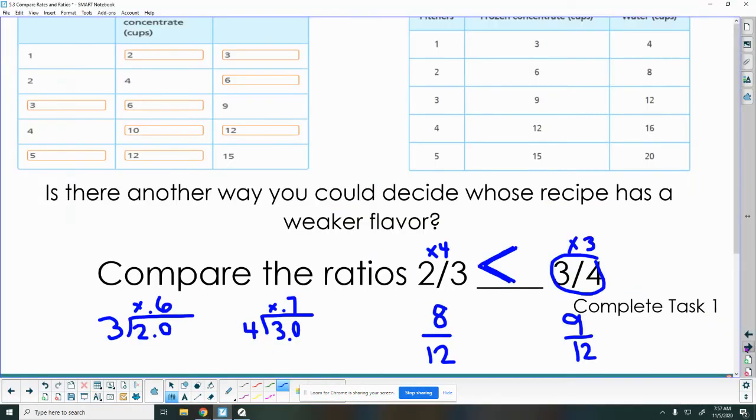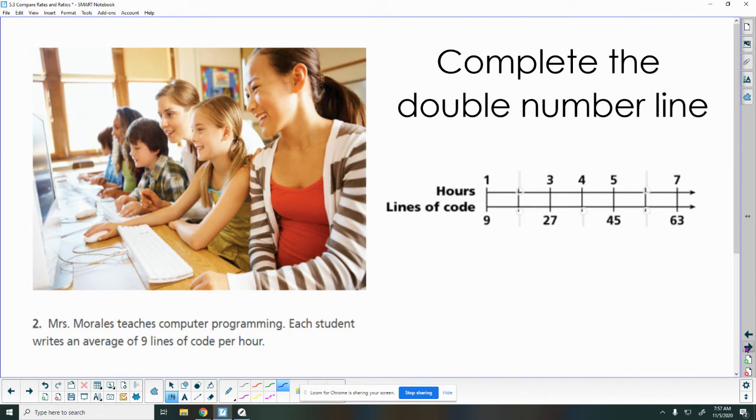So task 2 has Mrs. Morales teaching computer programming. Each student writes an average of 9 lines of code per hour. So every hour they wrote 9. So after 2 hours, that would double and be 18. So go ahead and pause and see if you can finish the table for Mrs. Morales' class.